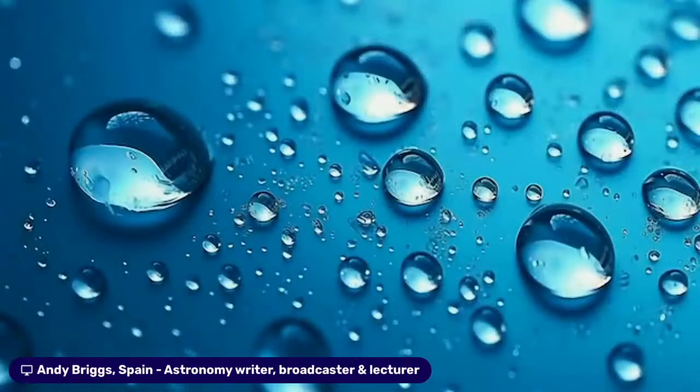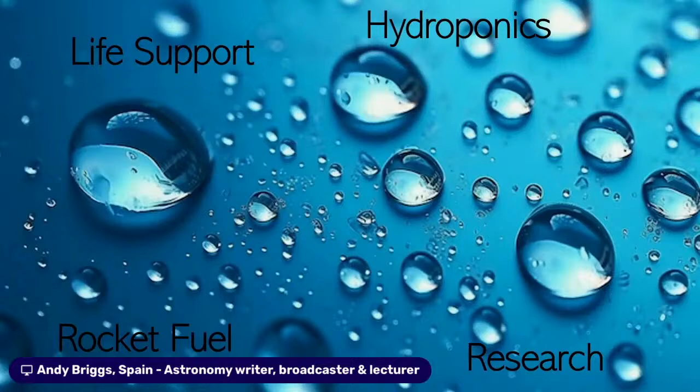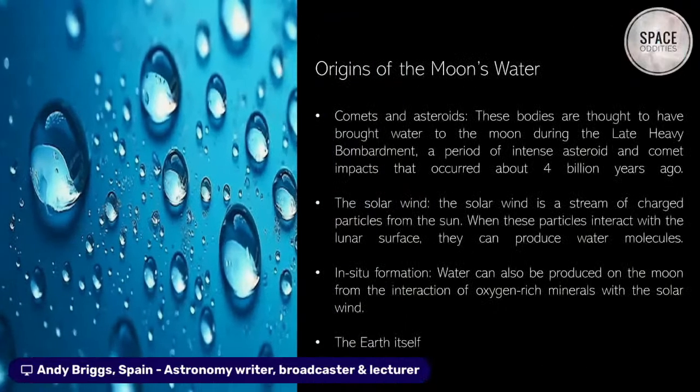Now, if you can get at that water, what does it do for you? What would you use it for? Well, astronauts would use it for all sorts of things, but they would use it obviously to survive, for life support. They would use it for hydroponics, to grow plants on the moon. And they would use it for rocket fuel, because you can split the water into oxygen and hydrogen and make rocket fuel out of it. And of course, they would use it for general research about the moon. But there will be other things, I'm sure, that people will think of as well. So it's very, very interesting.